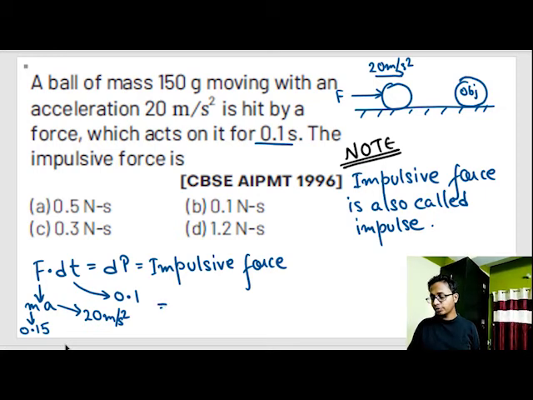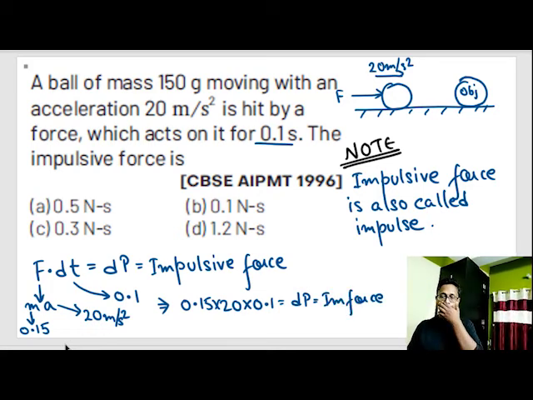When you substitute all the parameters in the equation, 0.15 into 20 into 0.1 is equal to dp, which is equal to the impulsive force. When you multiply 0.15 into 20 into 0.1, we get 0.3. So we get option 0.3.